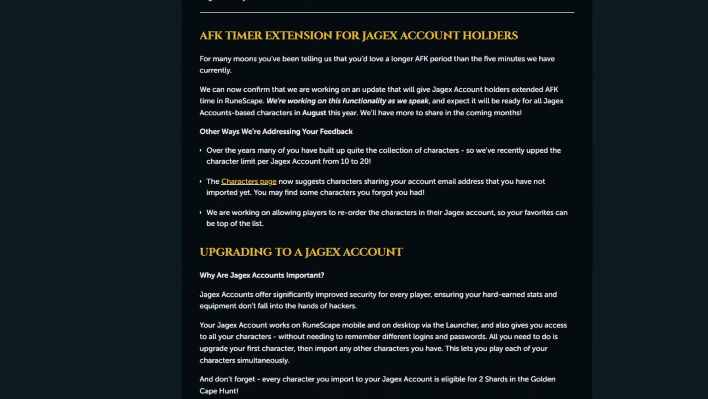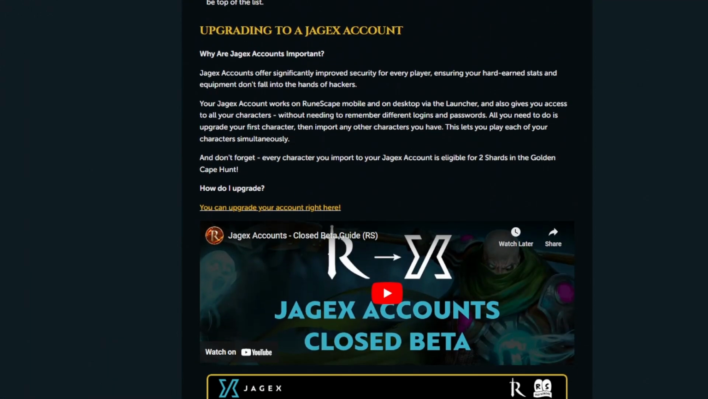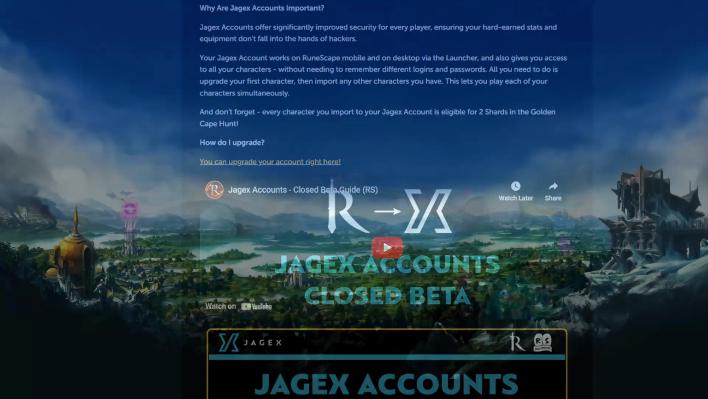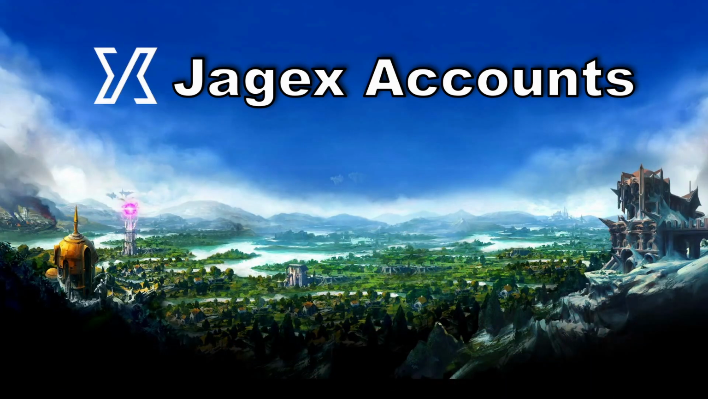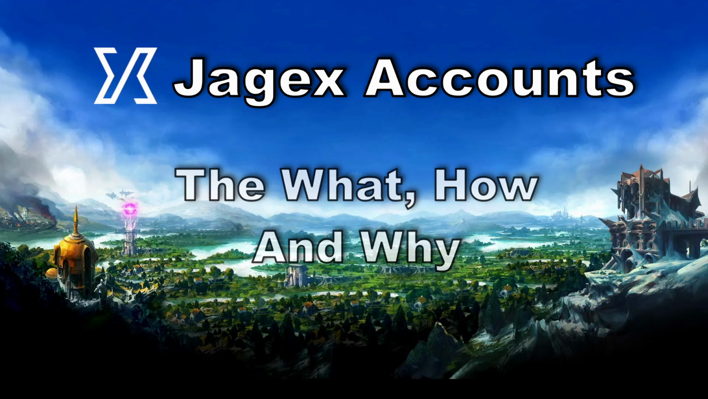Jagex have recently started making a big push to get players using their new Jagex account system. However, it's clear that there's a lot of confusion around what this entails and the benefits of it. This video is going to give you a quick overview of Jagex accounts and what you need to know about them.